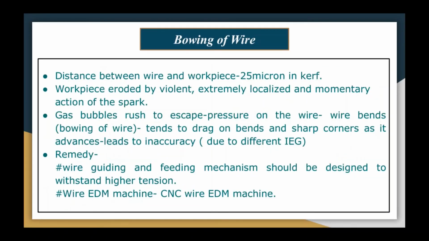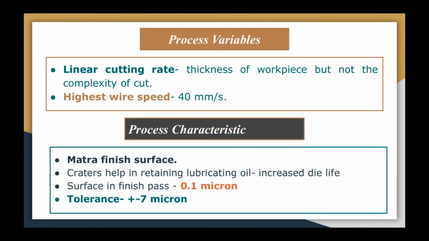Let us move to the process variables. Here I have mentioned the different process variables, that is the linear cutting rate. It depends on the thickness of the workpiece metal but not on the complexity of the cut. The linear feed rate of the wire depends on the thickness of the work metal, and a higher wire speed is there, that is 40 mm per second.